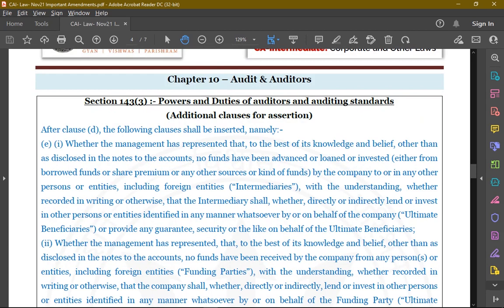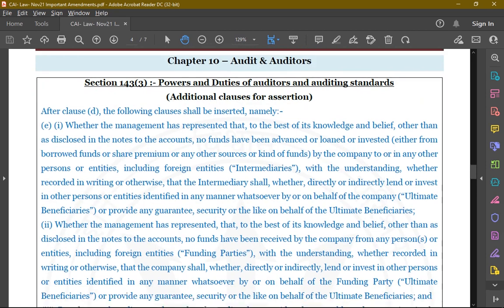Now coming back to here, point number E. In the point number E, if you see, two paragraphs are there. The first says it is the duty of the auditor to receive representation from the management. That means whether the management has represented that to the best of its knowledge and belief, other than as disclosed in the notes to accounts, no funds have been advanced or loans. And it is very long here.